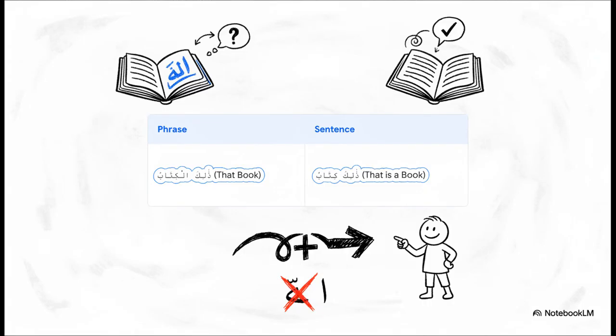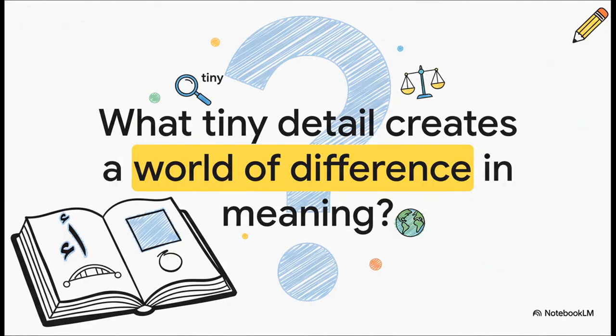So let's kick things off with a bit of a puzzle. Look at these two. On the left, we have the Arabic for "that book." On the right, the Arabic for "that is a book." I mean, they look almost identical, don't they? There's just this one tiny little detail in the Arabic, but wow, does it create a huge difference in the English meaning. So what is going on here?